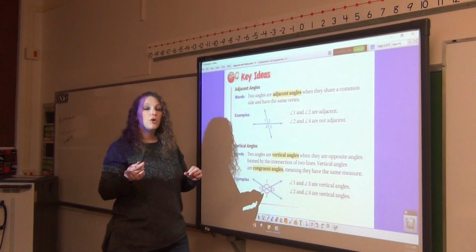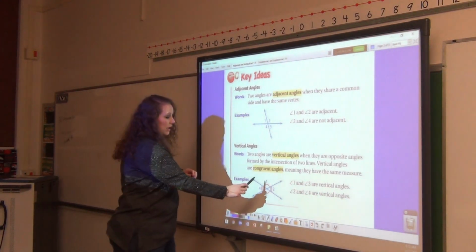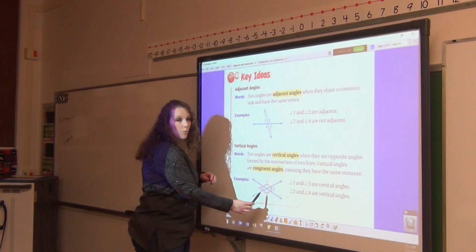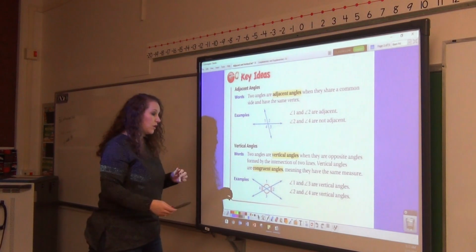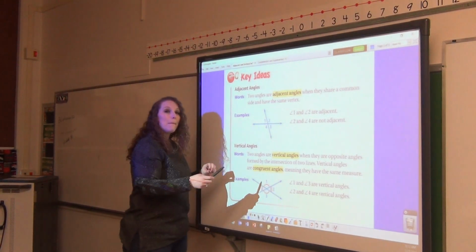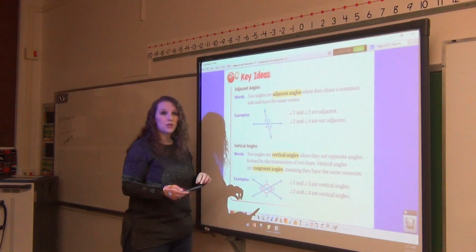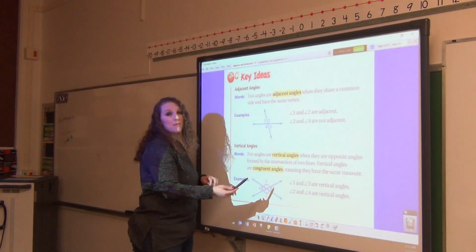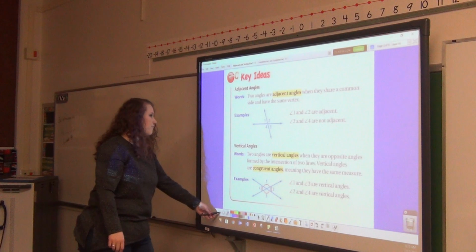We mark congruent angles by this arc here. So because these have one arc, that means they are congruent to each other. And then these ones have 2 marks, they're congruent to each other. But 1 is not congruent to 2. That's why they don't have the same number of arcs in them.